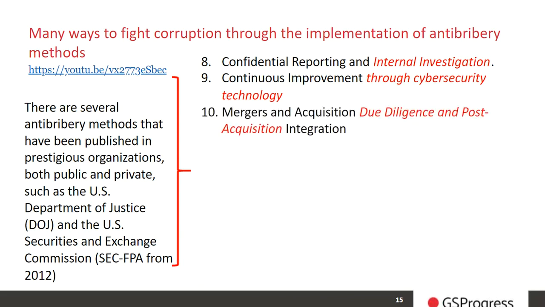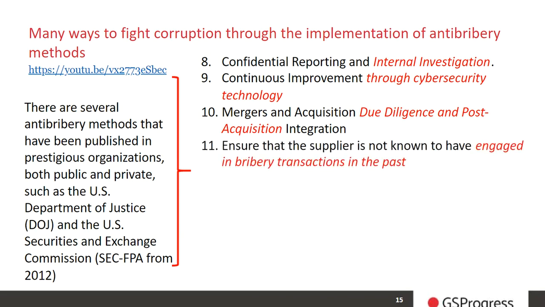And then mergers and acquisitions, due diligence, and post-acquisition integration. When you do a merger or acquisition, you have to be aware of what's happening with the partners. In some cases, the partner is part of the problem more than part of the solution. So we have to be very clear. You have to write this information, and then ensure that the supplier is not known to have engaged in bribery transactions in the past. It's part of the background check. If you make a good background check, you will find this issue before hiring the vendors.